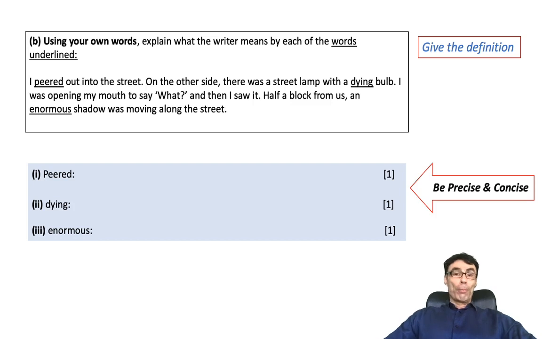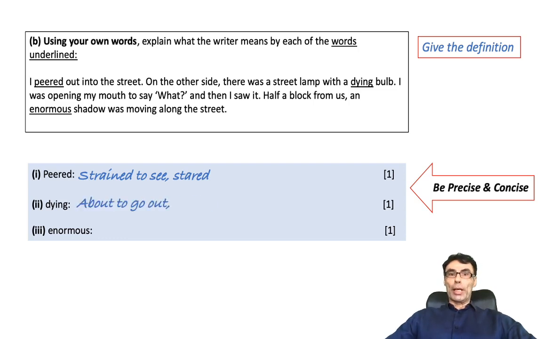Question 2B works the other way round. They give you the word and you have to define it. For the first one, they have, I peered out into the street. In this context, peered means strained to see or stare. It's okay to write down 2 words to make sure you've covered it. Be precise and concise as possible though, don't go writing whole sentences down.